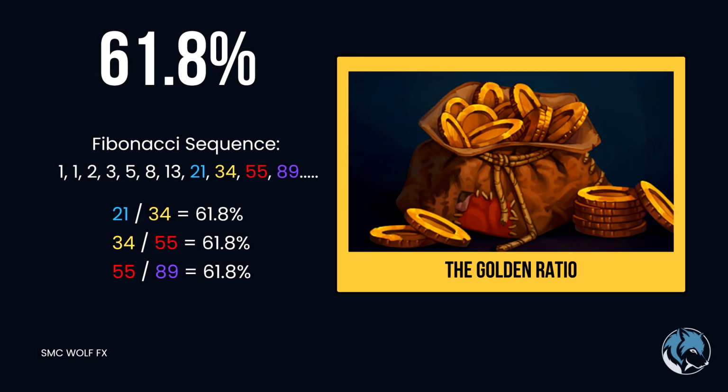These numbers became even more interesting when mathematicians found something called the golden ratio of 61.8% occurring within the Fibonacci sequence. For example, 21 divided by 34, 34 divided by 55, and 55 divided by 89 all equate to give you 61.8%. And this golden ratio is used as a key price level by many traders as a reference point, which I'll be showing you shortly.